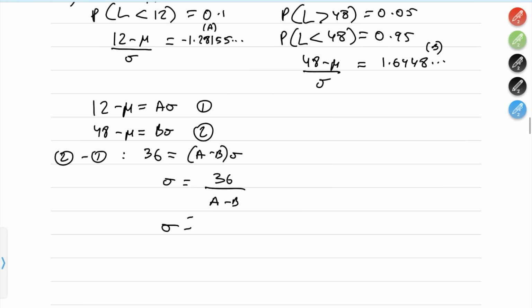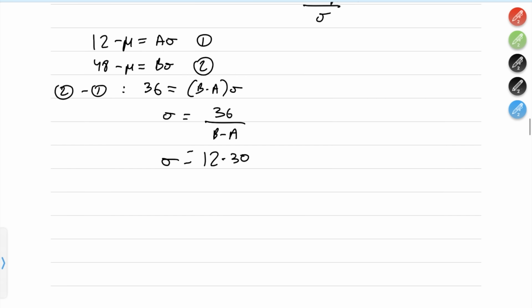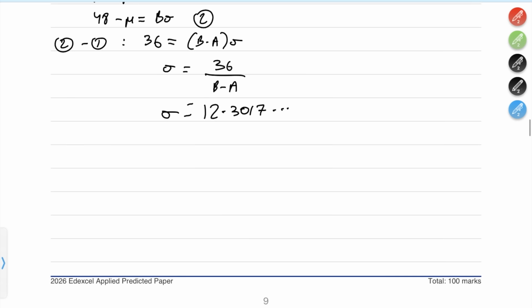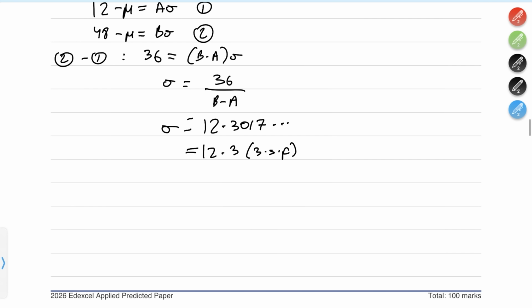Oh, sorry, yeah. I just noticed here that there should be B minus A, not A minus B. So I was wondering why that gave me that it was the wrong way around. Sorry about that. So now, yeah, I get 12.3017. And so if I round this to 3SF, that's 12.3 to 3SF. But I'm going to store the original answer in C, just in case I might need it later.